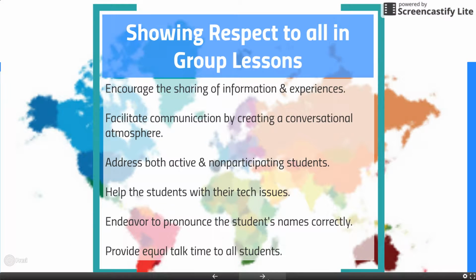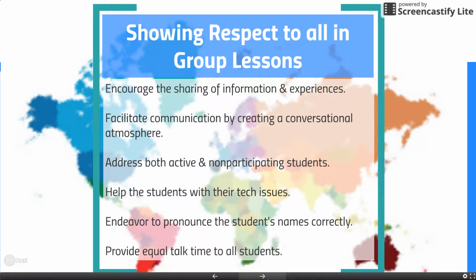Group lessons, as we mentioned before, present a unique challenge because there are oftentimes many different nationalities and cultures in the classroom, many different situations even. So try to encourage all of the students to share information and experiences. We want to create that conversational atmosphere so that the students can interact with one another, and so it's not just teacher-student conversation.